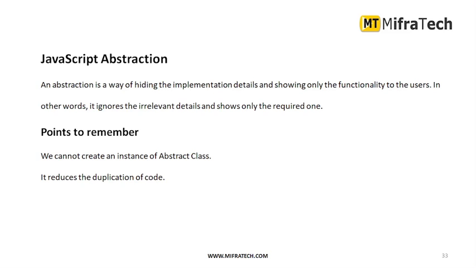Next, JavaScript abstraction. Abstraction is a way of hiding the implementation details and showing only the functionality to the users. In other words, it ignores the irrelevant details and shows only the required ones. Some points to remember: we can't create an instance of an abstract class.